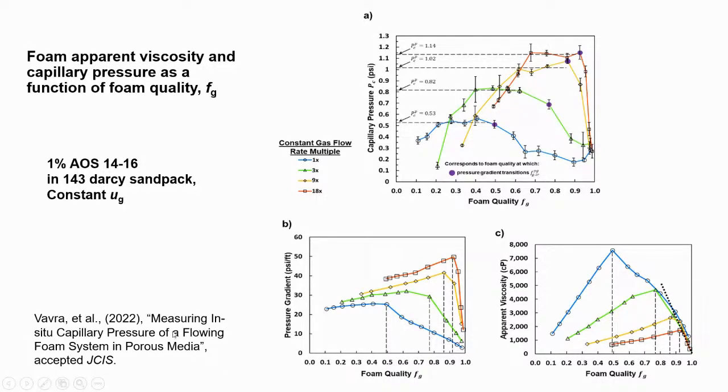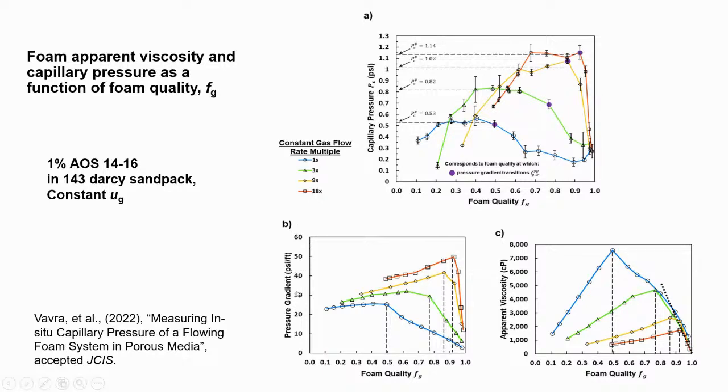Now let's go to the present time. I should make this 2023 because it's not yet in print, but has been accepted for publication. Here we have 1% AOS 1416 and 173 Darcy homogeneous sandpack with a constant gas flux. And then we'll be changing the water flux such as to change the foam quality from dry to wet. And we'll repeat the experiments with different multiples of the gas flow rate. The blue will be 1x, green will be 3x, yellow will be 9x, red will be 18x. And so we're going to do an 18-fold change in the flow velocity.